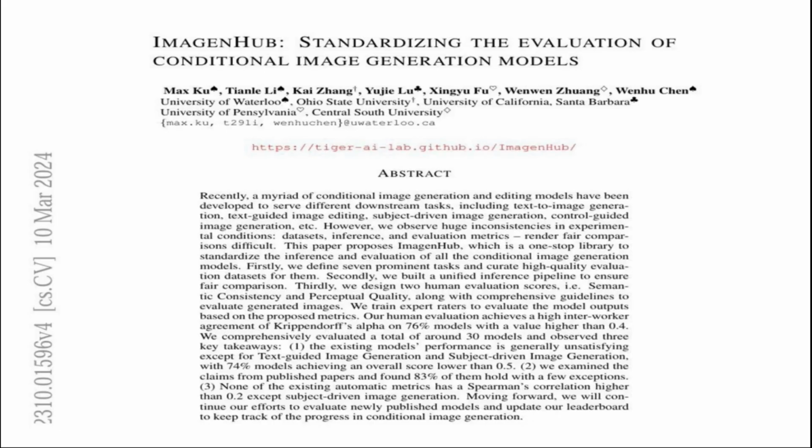Okay, today's last paper, ImagenHub, standardizing the evaluation of conditional image generation models. With the rapid development of text to image and image editing models, it has been increasingly difficult to compare their performance fairly. Different models are tested on different datasets, use different evaluation metrics, and have varying inference settings, making it nearly impossible to conduct objective comparison.